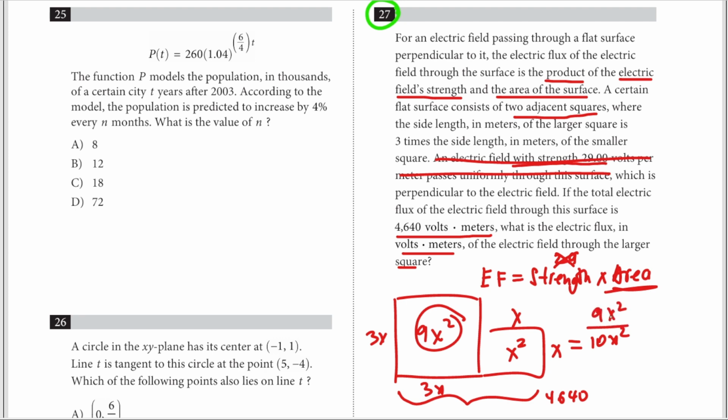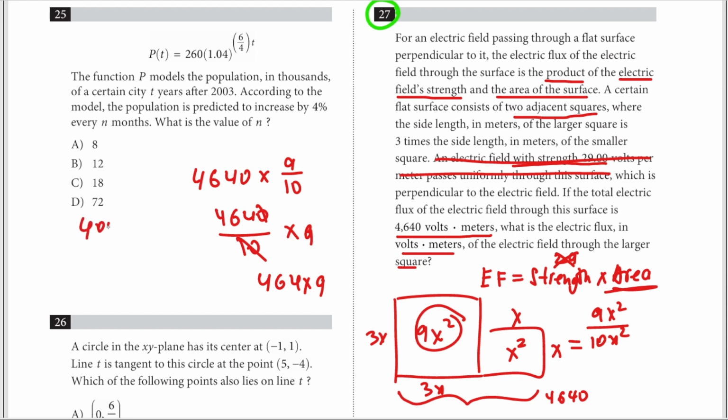So all you have to do is multiply 4640 by 9 over 10, which is equivalent of 4640 divided by 10 multiplied by 9. Cancel the 0. You have 464 times 9. Calculator to the rescue if you want. I don't like to use calculators, so I do 400 times 9, 60 times 9, and 4 times 9. So I get 3600, I get 540, and I get 36.